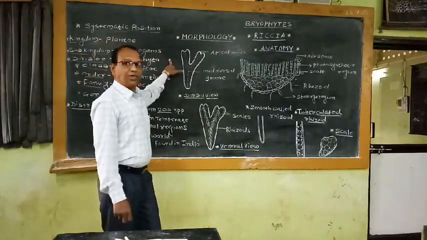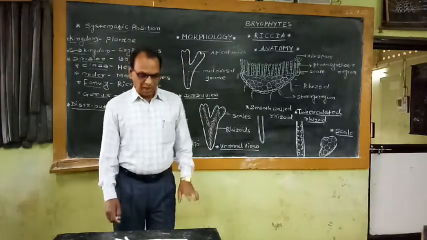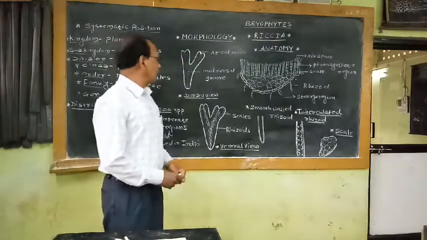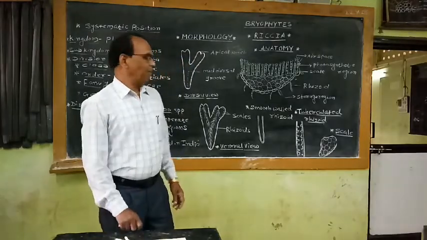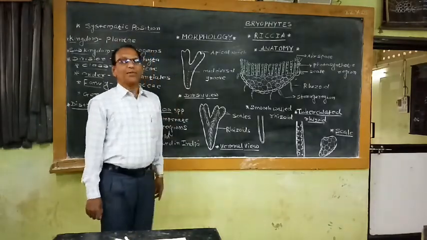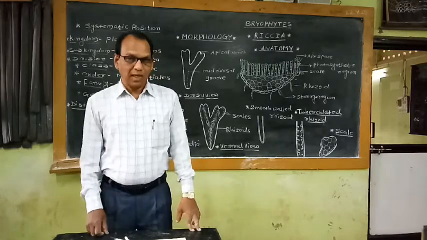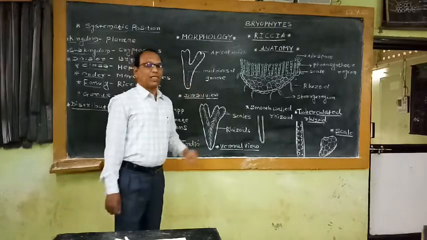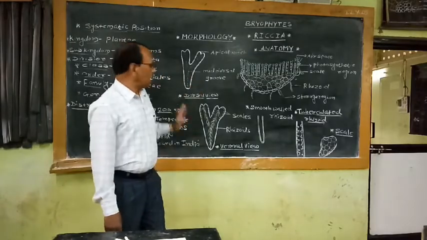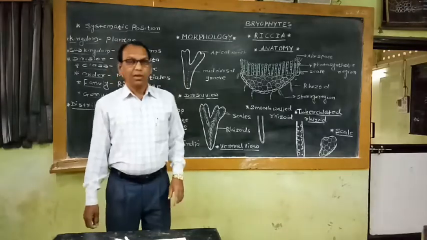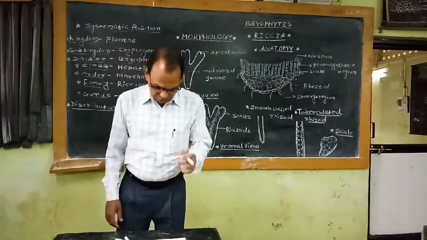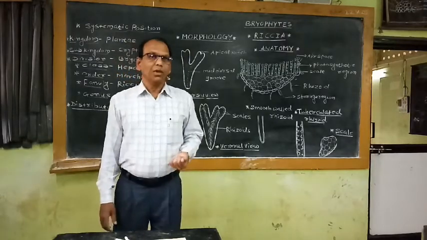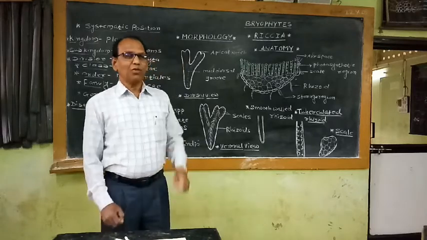Then the next part of this topic, morphological characters of Riccia. If we observe the plant body of Riccia, it is simple, thalloid. The plant body is dorsiventrally flattened. It is dark green in color. The plant body shows a tendency toward dichotomous branching. The thallus is small and flat. The length of the thallus varies from 5 to 7 mm, and the diameter ranges from 1 to 3 mm only. That means these are very small plants.